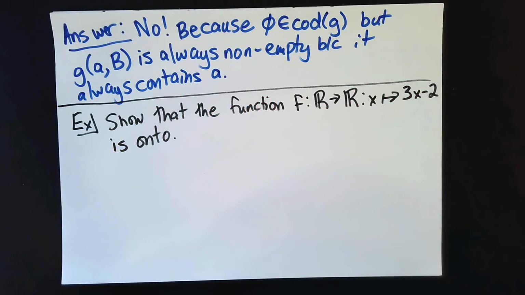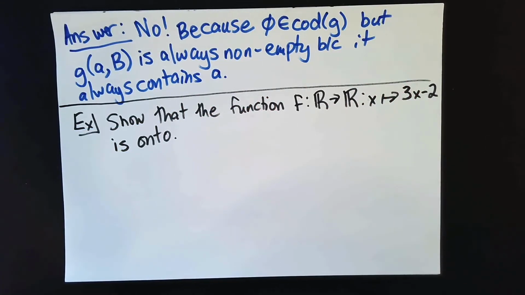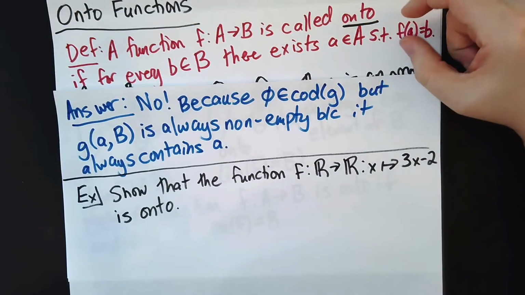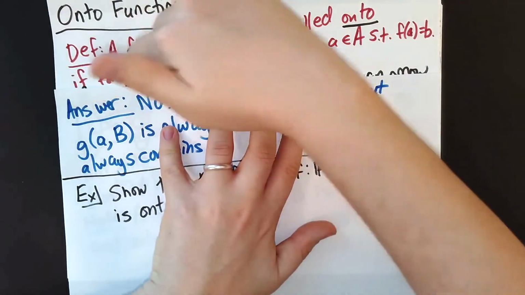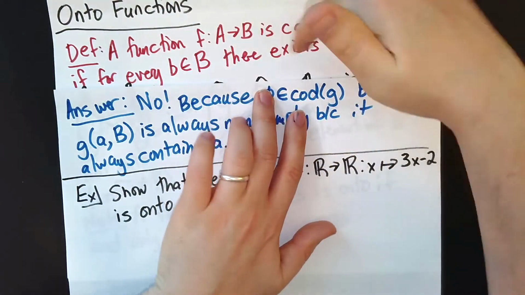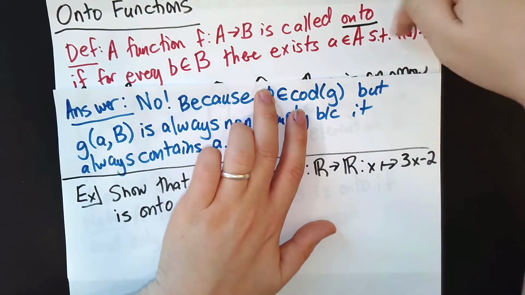So let's start with a relatively straightforward function. Let's start with this function from the reals to the reals that takes x to 3x minus 2. And I want to show this function's onto. And remember, anytime we're trying to prove that some particular definition applies, the definition tells us how to prove it. Namely, what do I need? I need to show that for every little b in big B, there exists a little a in big A such that f of a is equal to b.